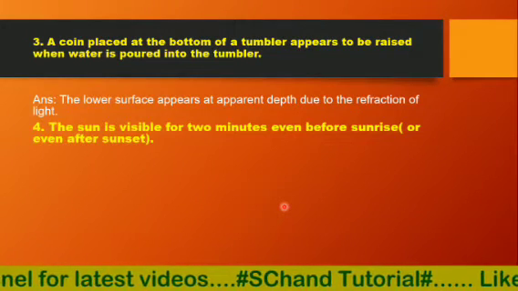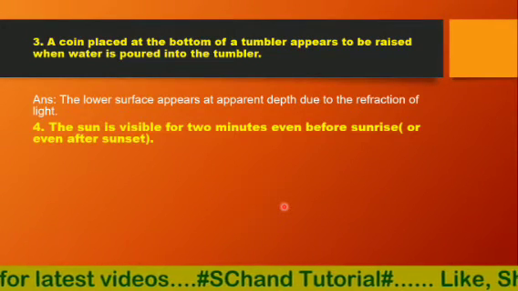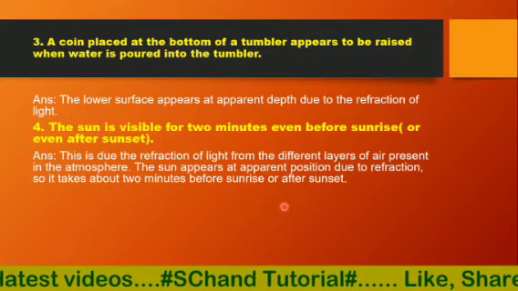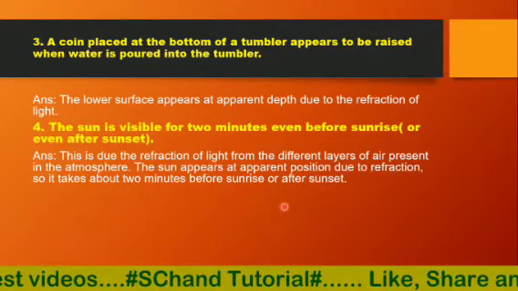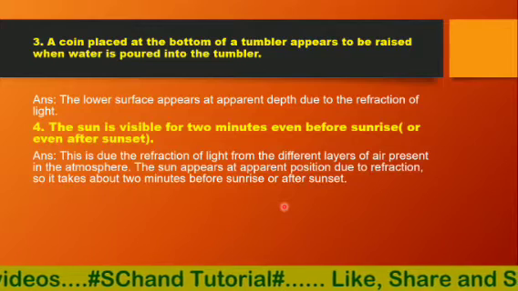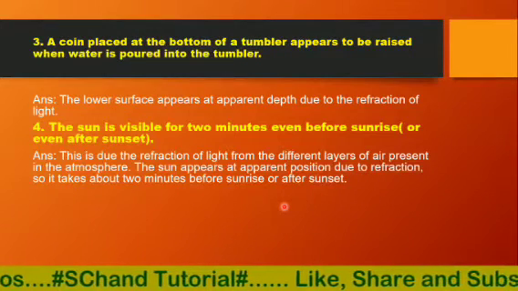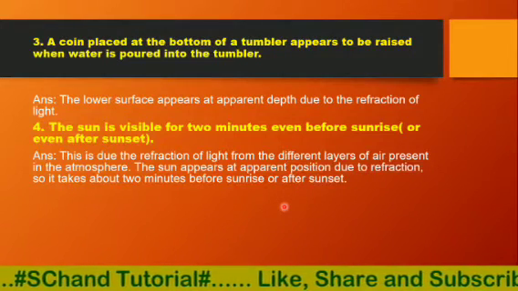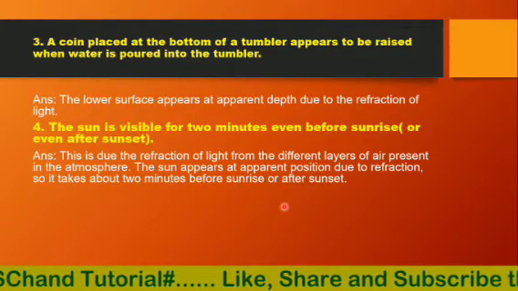The sun is visible for 2 minutes even before sunrise or even after sunset. That is due to the refraction of light from the different layers of air present in the atmosphere. So the sun appears at an apparent position due to the refraction, so it is seen 2 minutes before sunrise or after sunset.